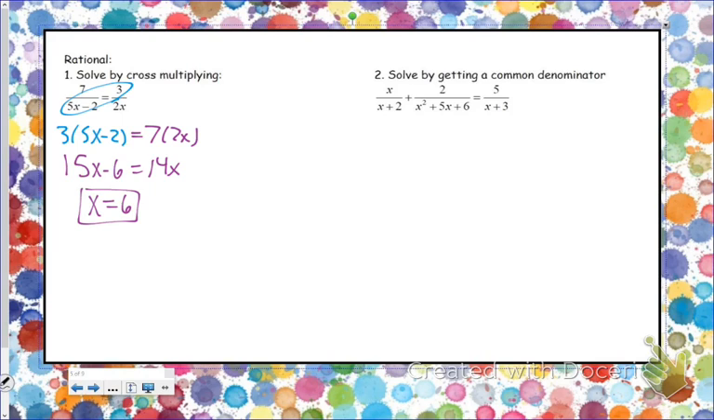Cross multiplying is easiest if you just have a fraction equal to a fraction, but something like number 2 where you're adding fractions, these are probably going to be easiest by getting a common denominator. So if I factor that middle problem, I can solve that to get my common denominator. If you look, the left fraction is going to need the x plus 3, and the right fraction is going to need the x plus 2. So now I have x squared plus 3x over that common denominator.